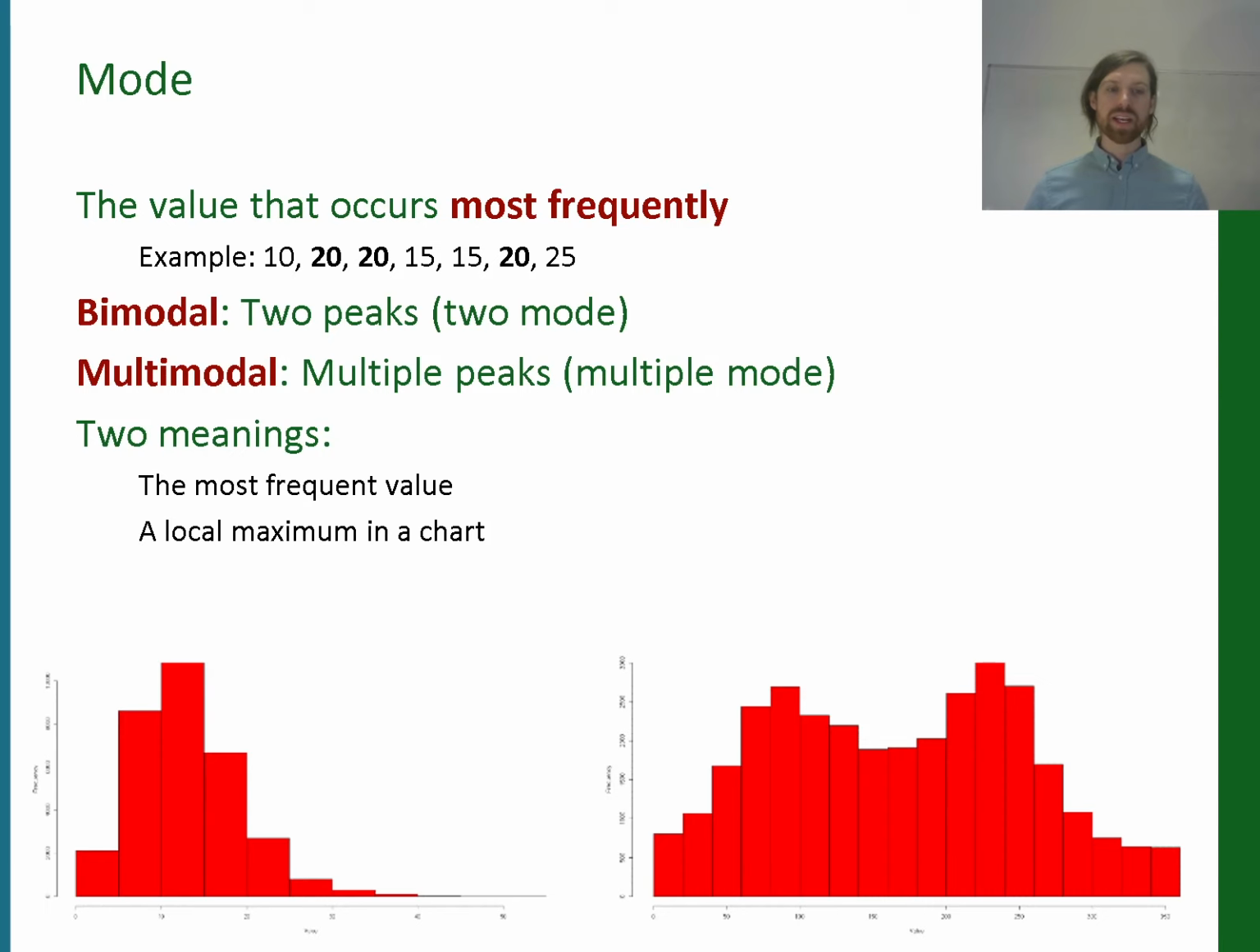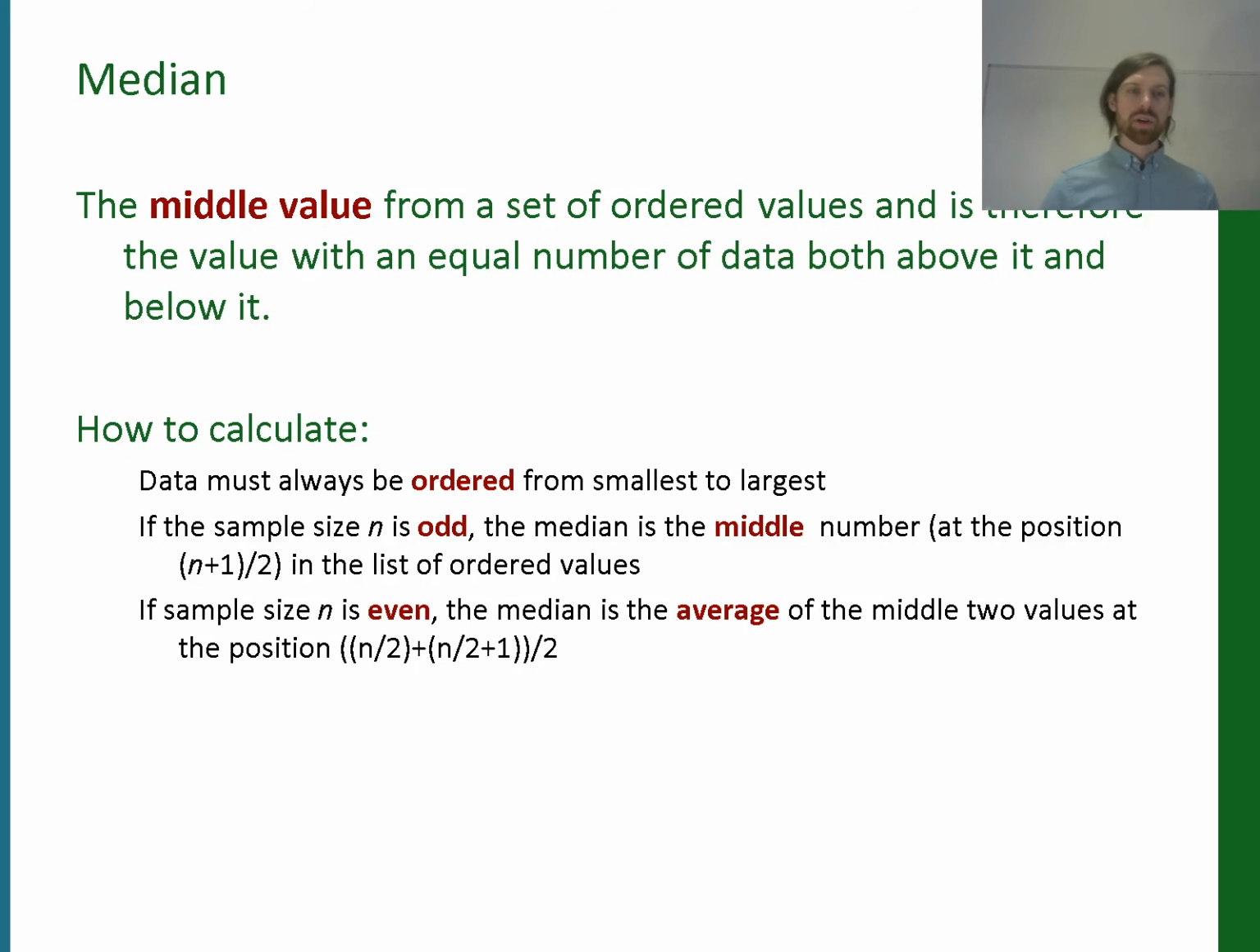Okay, so that basically indicates the most frequent value, and it's basically at the local maximum in the chart. The median, so imagine if we just ranked all of the data points within our data set, the median would basically be the middle value in that ranked sorted data set.